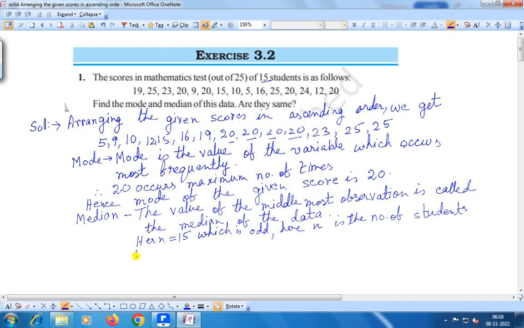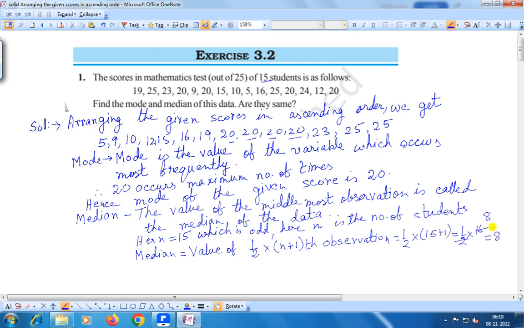Now median, we know that if n is odd, then median is equal to the value of 1 by 2 into n plus 1th observation. That will equal to 1 by 2 into 15 plus 1, and that comes to 1 by 2 into 16, which is equal to 8th. That means it's 8th observation, right?